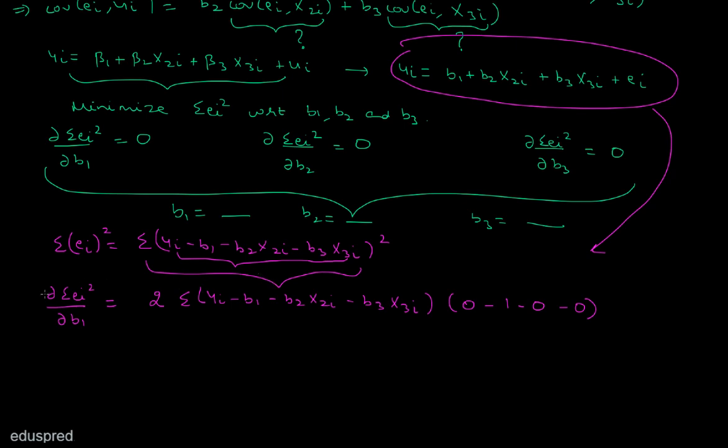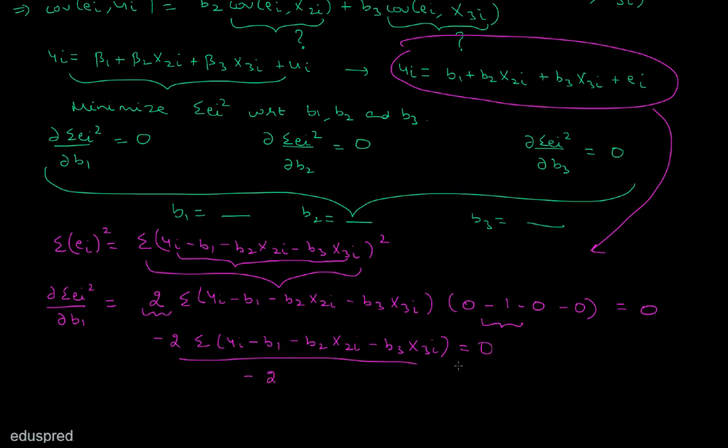So if we partially differentiate summation of ei squared with respect to b1, we get this expression, and now we have to put it equal to 0. So over here we have minus 1 and this is 2. So this becomes minus 2 summation yi minus b1 minus b2 x2i minus b3 x3i equal to 0. Now I can divide both the sides by minus 2. This minus 2 and minus 2 get cancelled, and on the right hand side you still have 0 because 0 divided by minus 2 is 0.